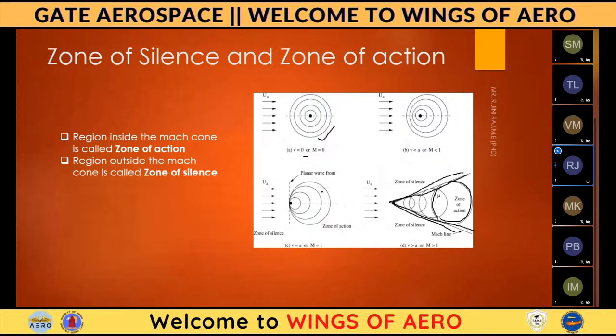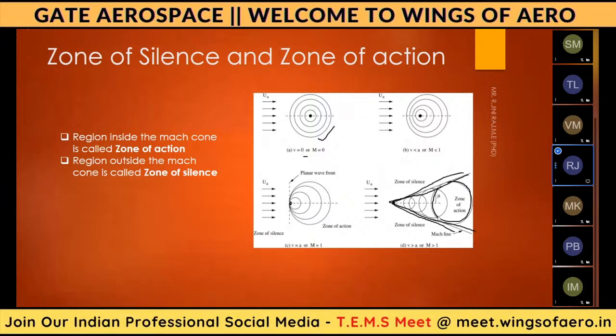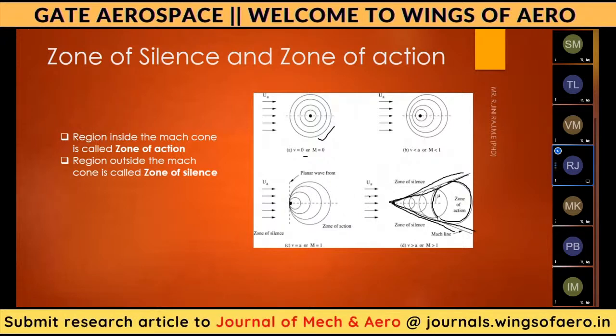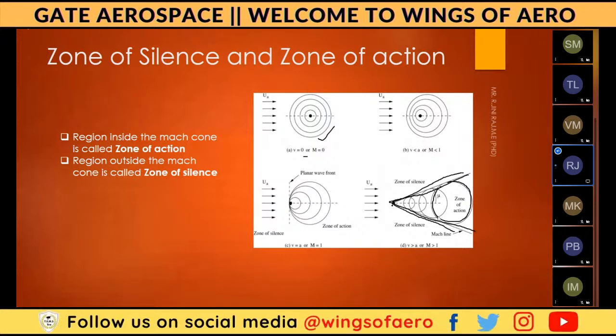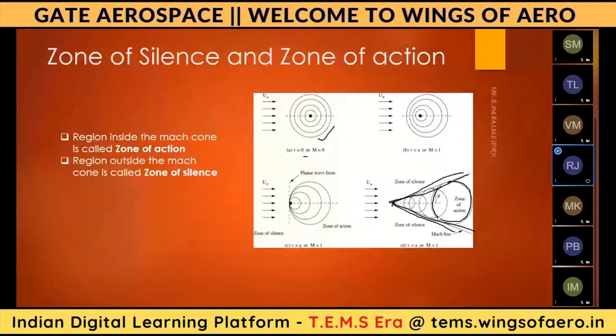When we are moving at sonic speed, the propagation starts only from the object. If you are moving beyond sonic speed, that is, at a supersonic speed, the object will move forward, but the disturbance will be formed later. The sound is traveling at a lesser speed, but the object is traveling a little bit faster.